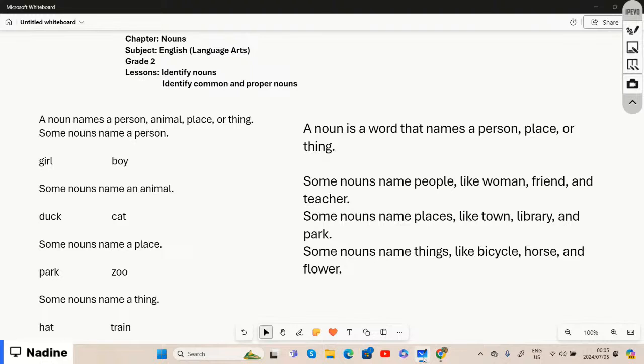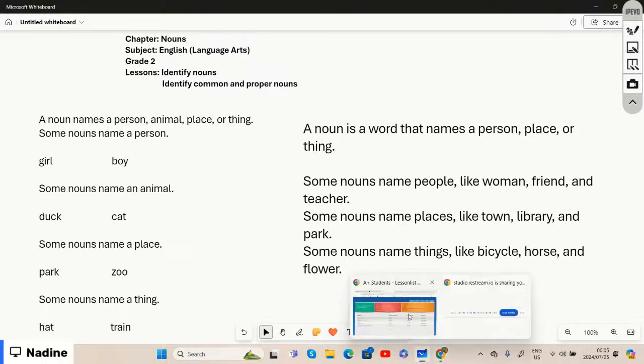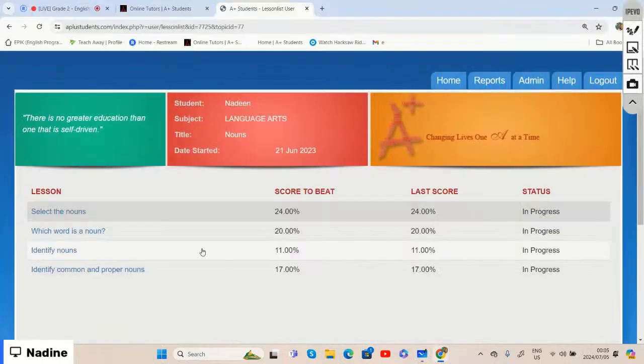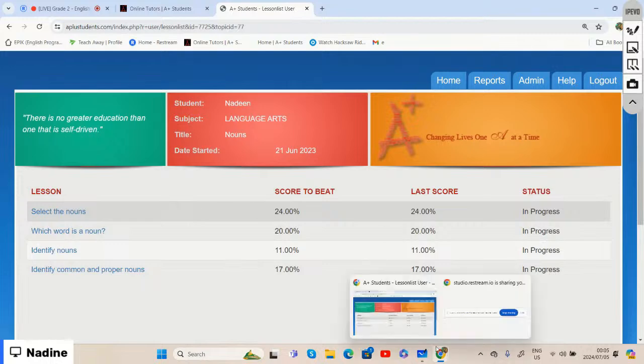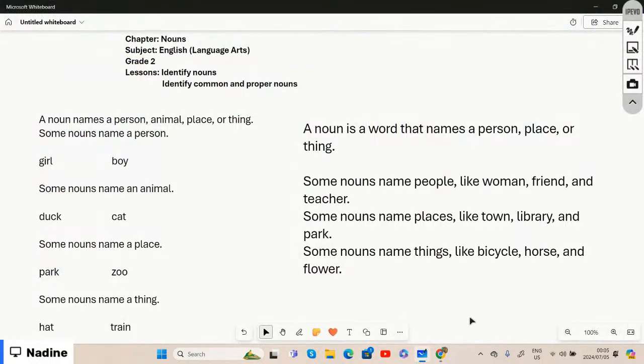All right. So nouns, this is a continuation of our previous lesson, right? In our previous lesson, we also did nouns and we specifically focused on selecting the nouns, and also we had to say which word is a noun. Now we are going to identify nouns and we're going to identify common and proper nouns.